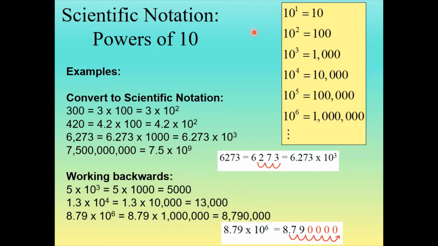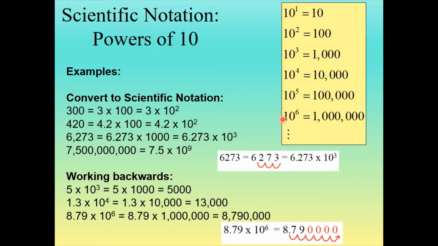So the powers of 10 means that 10 to the first power is just 10. 10 to the second power, or 10 squared, is 10 times 10, which is 100. 10 to the third power is 10 times 10 times 10, which is 1,000. 10 to the fourth power is 4 powers of 10, which is 10,000, and so on. So you can see there's a pattern developing here. The power of 10, the exponent here, tells us how many zeros there are after the 1. So 10 to the first power, there's 1 zero. 10 to the second power, there's 2 zeros. 10 to the third power, 3 zeros, and so forth.